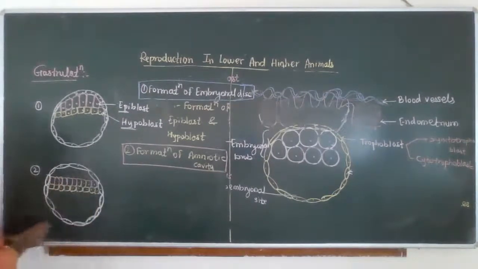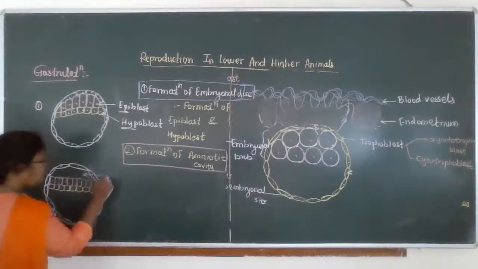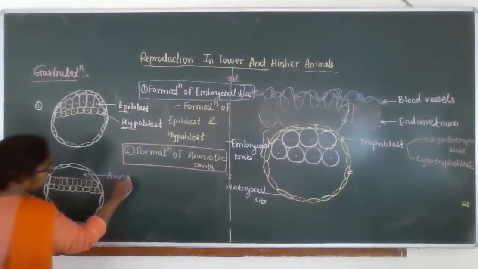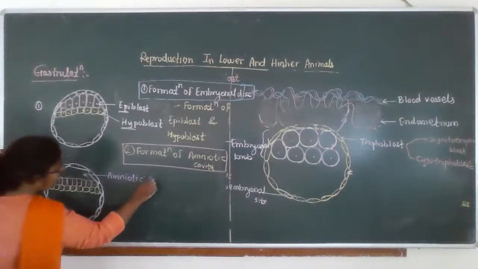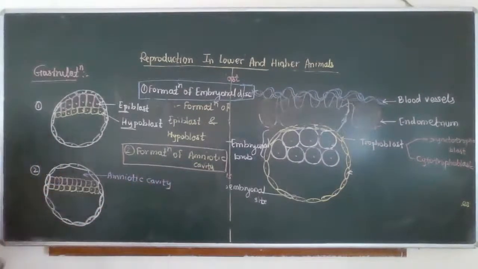So these are the hypoblasts. And here is the cavity formed. And this cavity is now named as an amnion. Amniotic cavity. So this cavity is called an amniotic cavity.